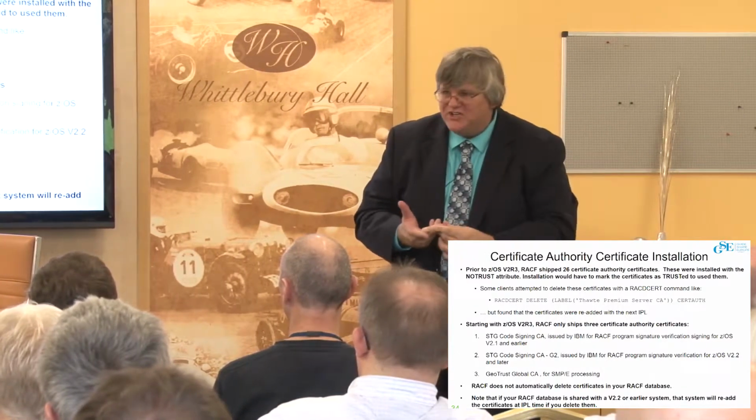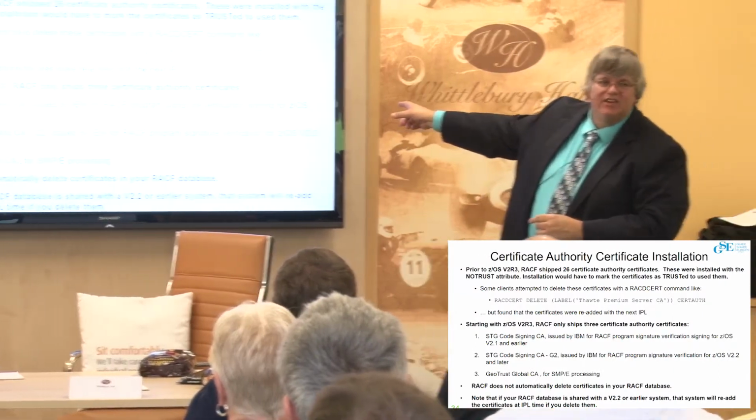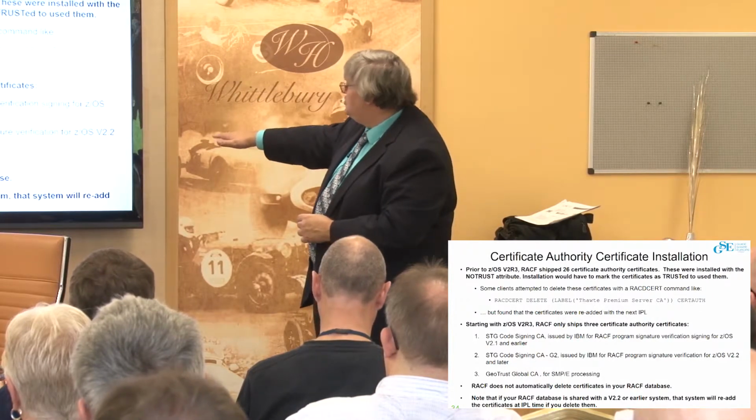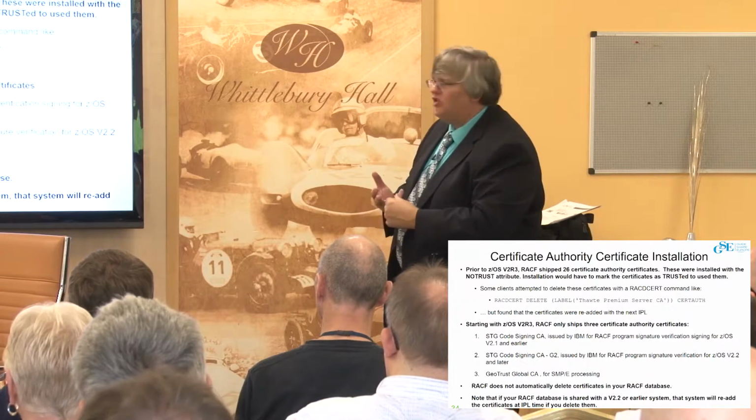Why? Two of them are IBM certificates. We want you to have those. So that's the STG signing code certificate authority. There was a version for before 2.1 and 2.2 and later, so we give you those two certificates. And the third is a GeoTrust Global CA.